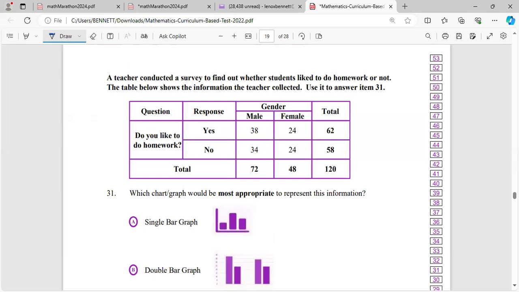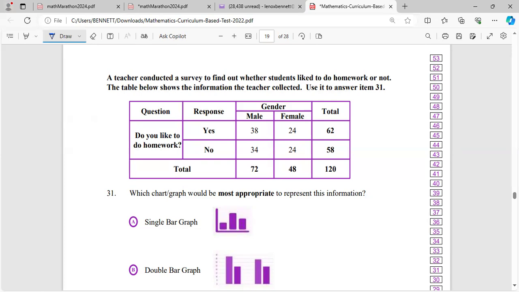As I said, these carry a little bit more, especially when you get up to 35. So this one says, a teacher conducted a survey to find out whether students like to do homework or not. The table below shows the information the teacher collected. Use it to answer item 31.